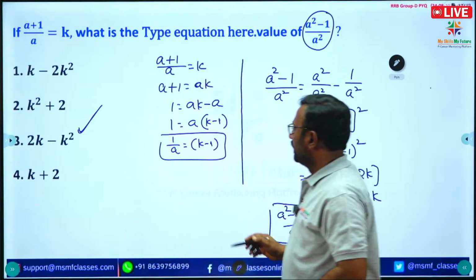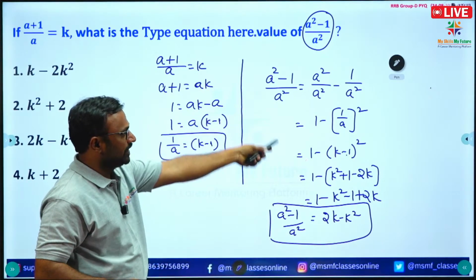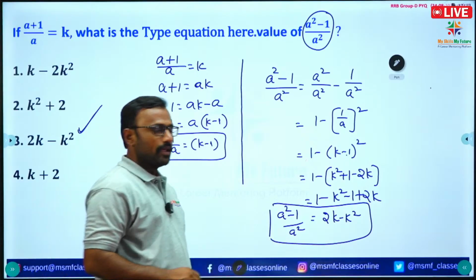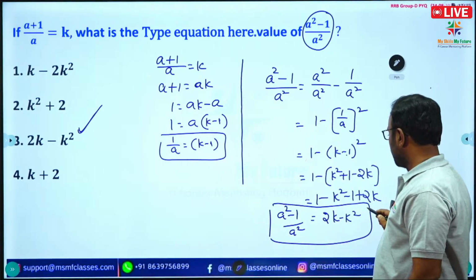Once again, here we find 1 by a is equal to k minus 1, and substituting this value, we get a square minus 1 by a square is equal to 2k minus k square.